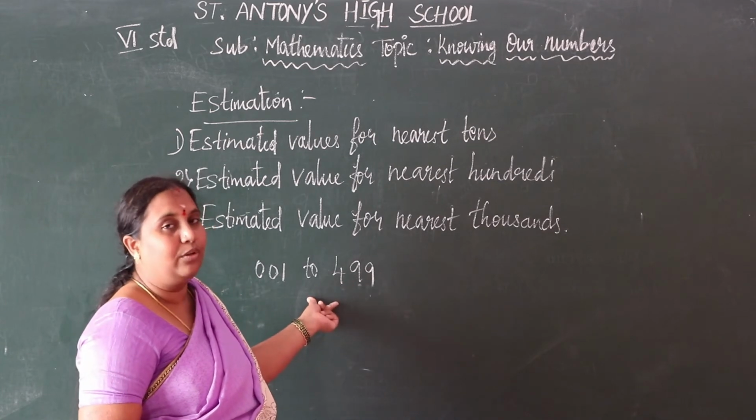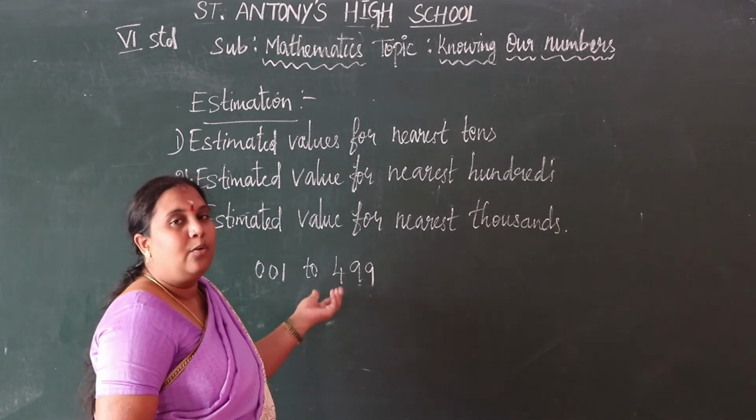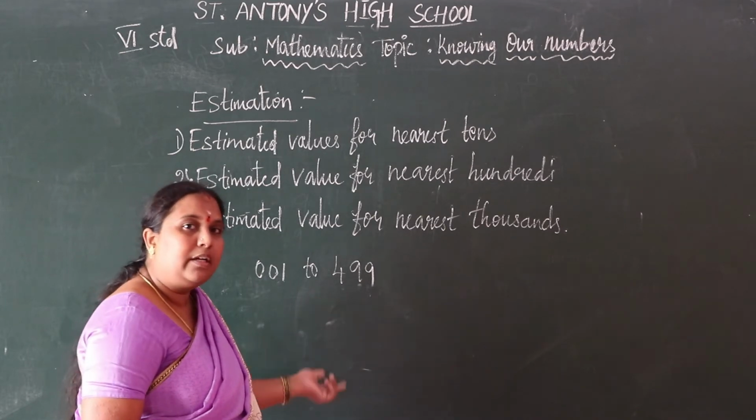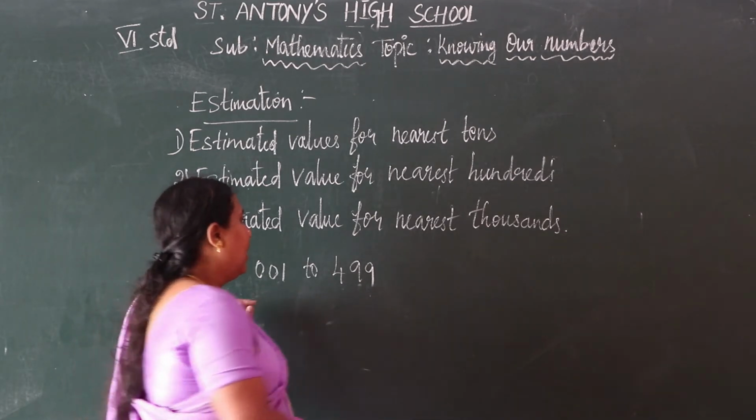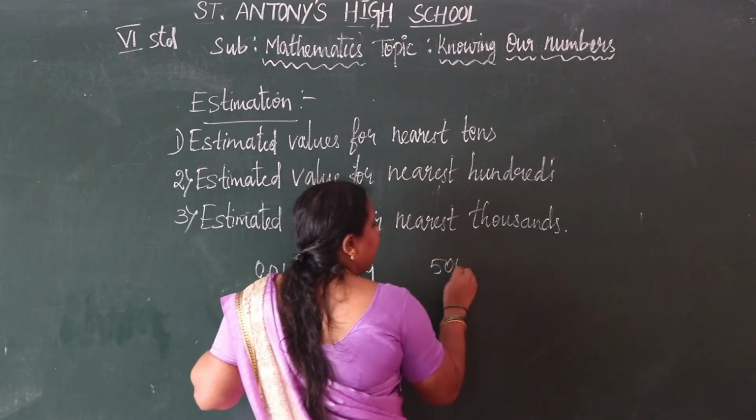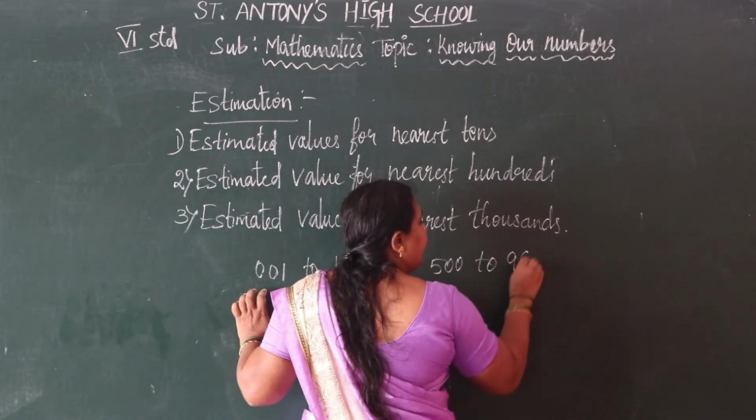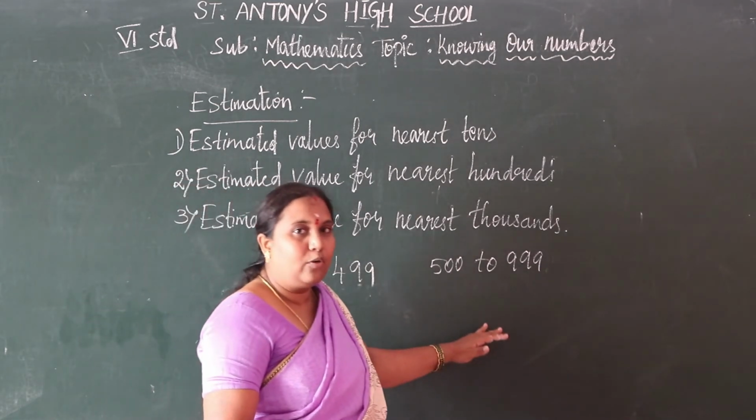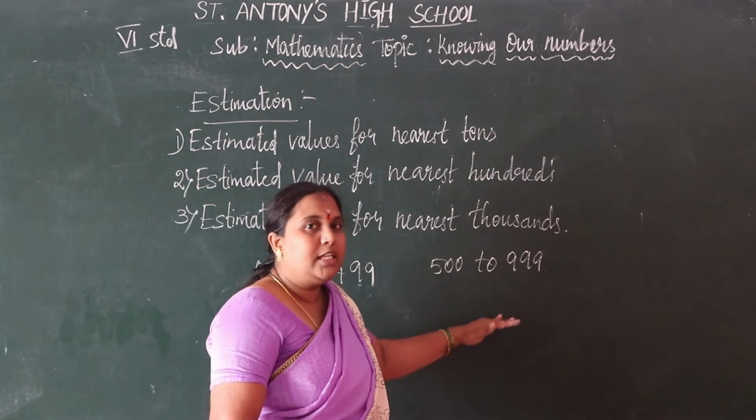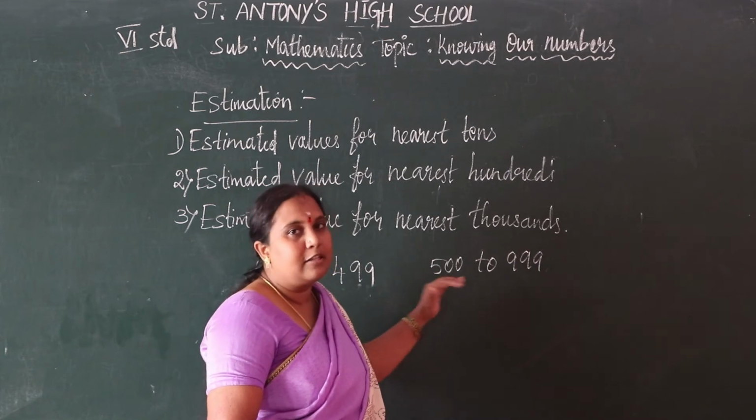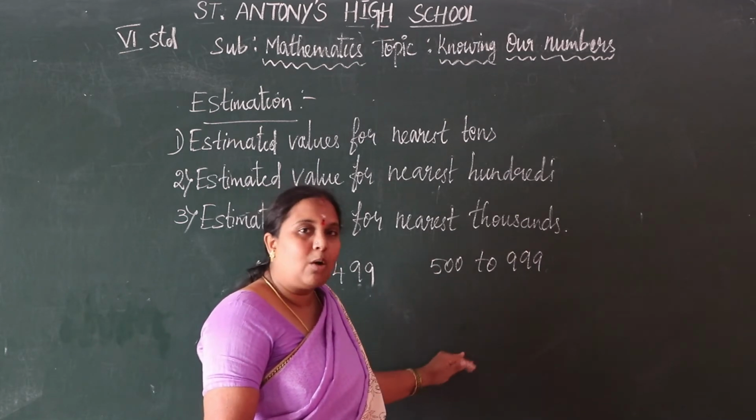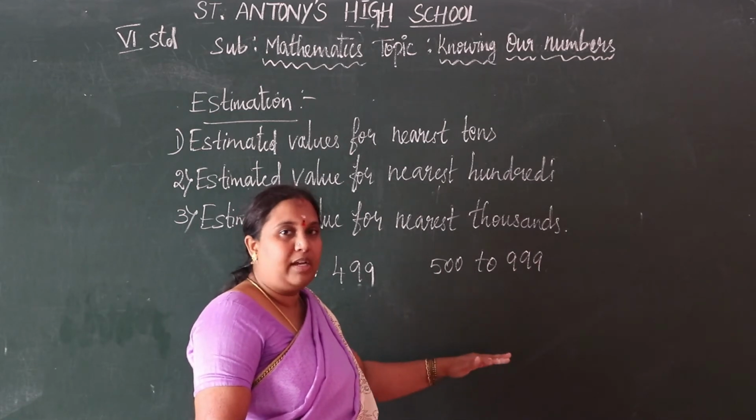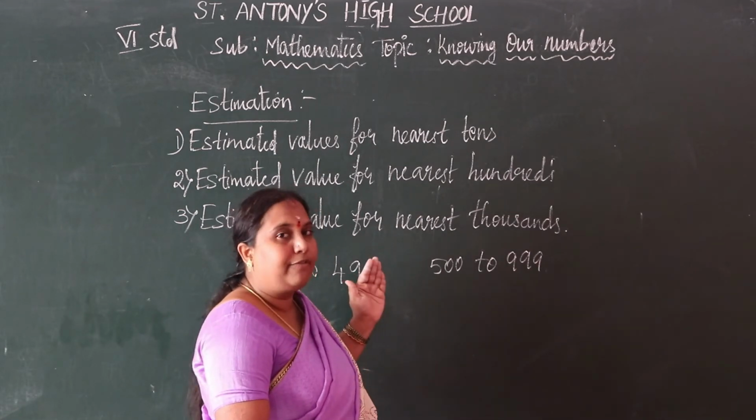This is the first rule. If it comes, we round it off to 0 as it is. And 500 to 999: if it comes, we round it off to 0 and increase 1 in the thousands place. It is very easy to understand.